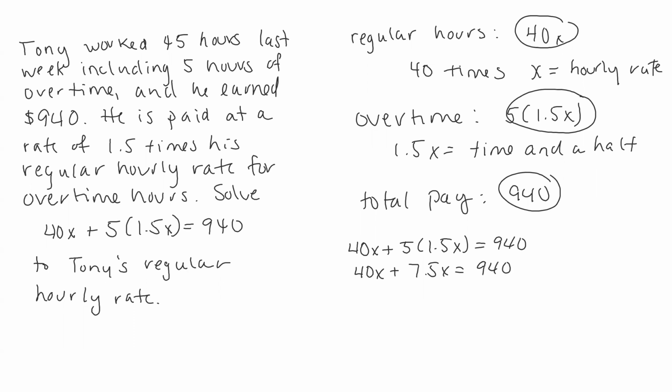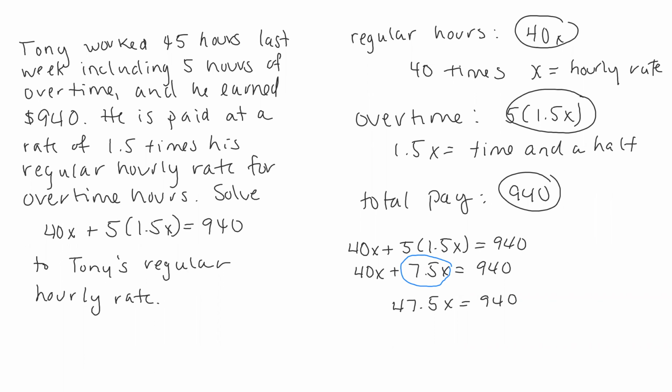So basically what's happening here is 5 hours of overtime is equivalent to 7.5 hours of just regular work as far as pay is concerned. So what we would want to do here is combine like terms. So Tony is basically getting paid for 47.5 hours of work. So let's figure out what x is. Let's figure out Tony's hourly rate.